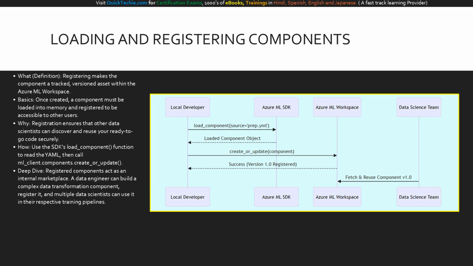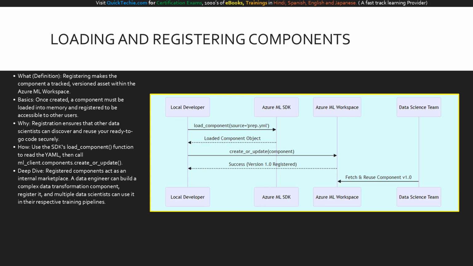Creating the component files on your local machine is just the first step. To truly unlock their value, you must register them. Registering a component publishes it as an official, version-controlled asset directly into your Azure Machine Learning workspace. Why is this important? Because it enables collaboration. By registering a component, you make it accessible to other users in the workspace who can reuse your code in their own pipelines. You do this programmatically using the Python SDK. First, you use the load component function to read your YAML file into memory. Then, you use the create or update method on your ML client to push it to the cloud. This effectively creates an internal marketplace of reusable, vetted machine learning building blocks for your entire organization.